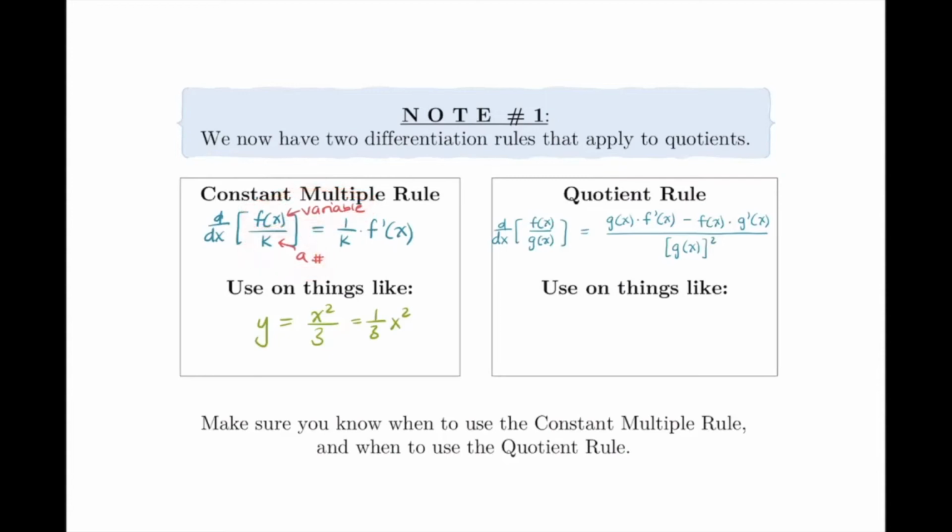However, if we do have variable stuff up top in a fraction and variable stuff down bottom in a fraction, then you should use the quotient rule on something like this, in most cases. For example, if you had something like x squared over x minus 1, you have variables up top and variables down in the bottom, and so the quotient rule would be appropriate to use on a function like this. So make sure that you know when to use the constant multiple rule and when to use the quotient rule.